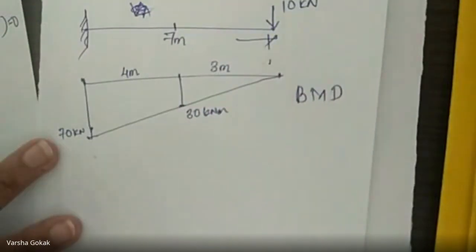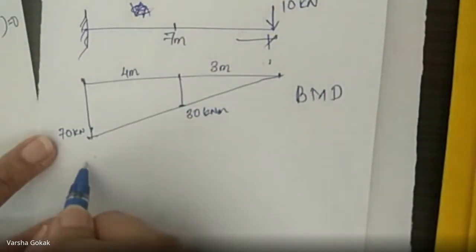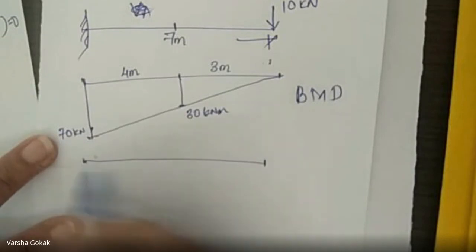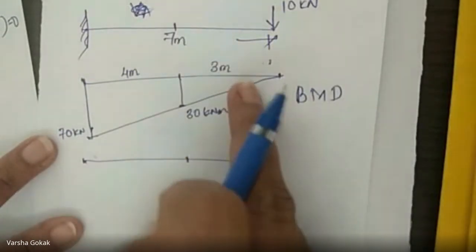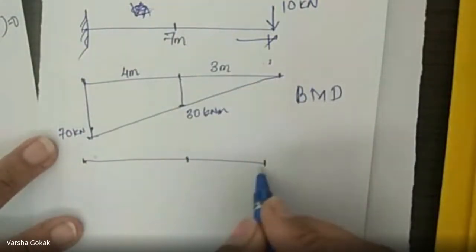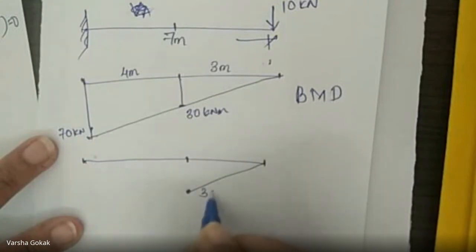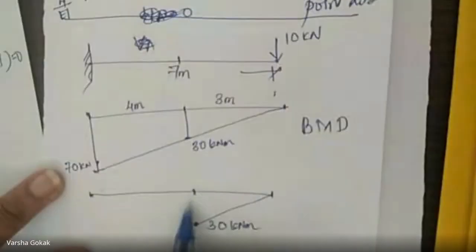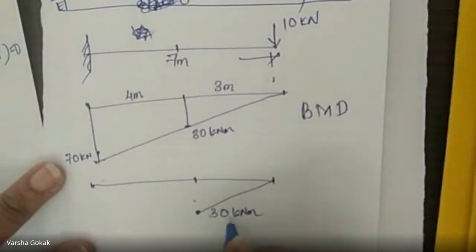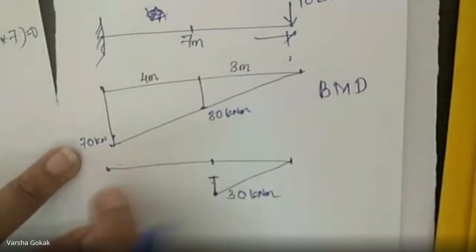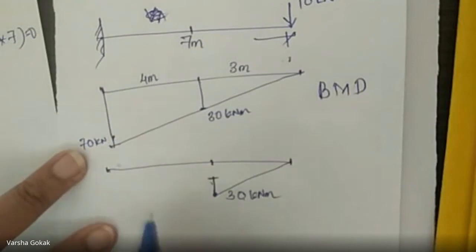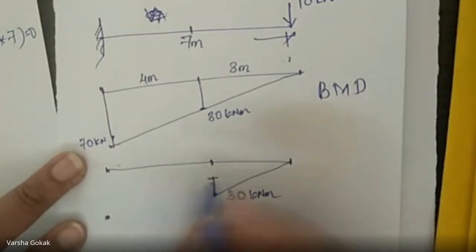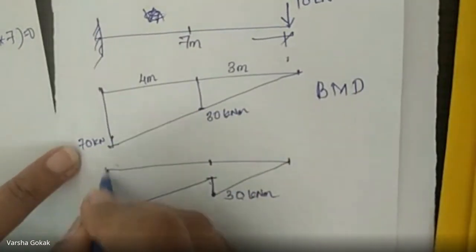And after this, when I want to draw the M by EI diagram, which is 0, this is 3 and this 4. Here the value of I is 1, so that 30 will be like this only. So this is 30 kilonewton meter. At this point, I is changing to 2I, so here I'll have a deflection change. So 30 divided by 2 is 15. So this becomes 15. And here 70 divided by 2 is 35. Here the value is 35. Draw this line, join this.